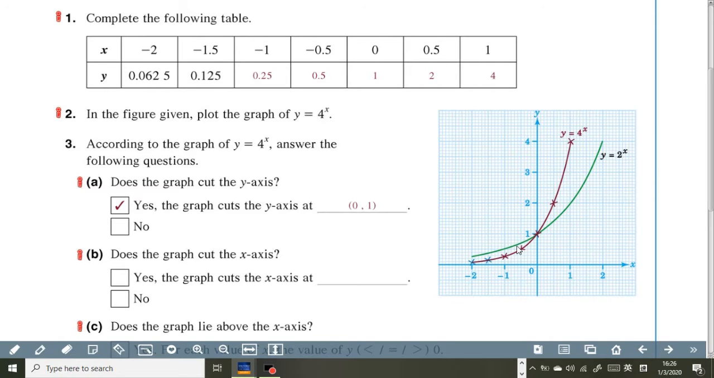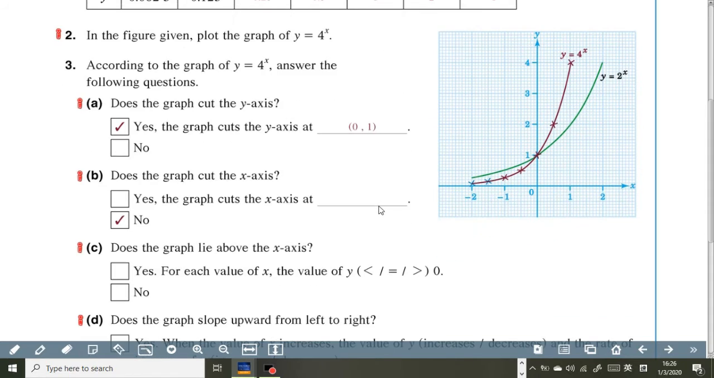Similarly, for the graph, this one will be going down, but this one does not pass through the x-axis, so it will not cut the x-axis. And does the graph lie above the x-axis? You see that the green line and also the red line are both over the x-axis. That means they lie above the x-axis, and that also means all values of y are greater than 0.